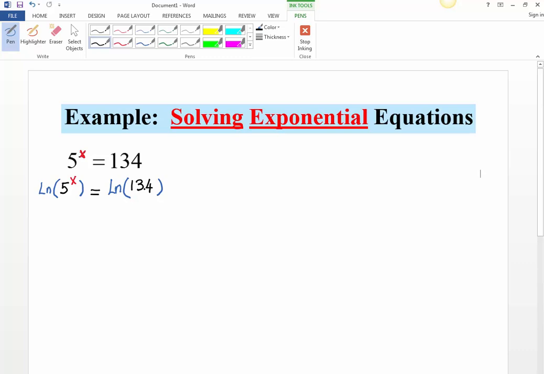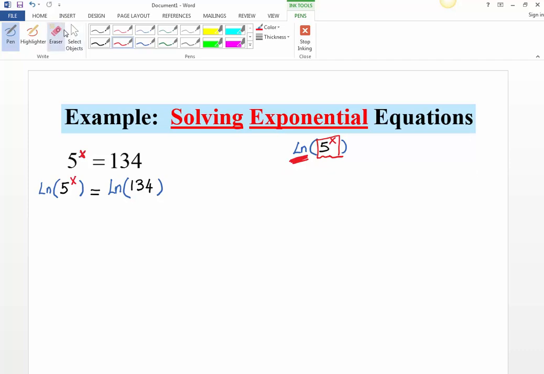So keep in mind when I write ln of the quantity 5 raised to the power x, I am applying the function ln to that quantity. I am not multiplying them by each other. It's like taking the square root of both sides, or taking the cube of both sides. Basically, we are applying ln to both sides, taking the natural log of both sides.